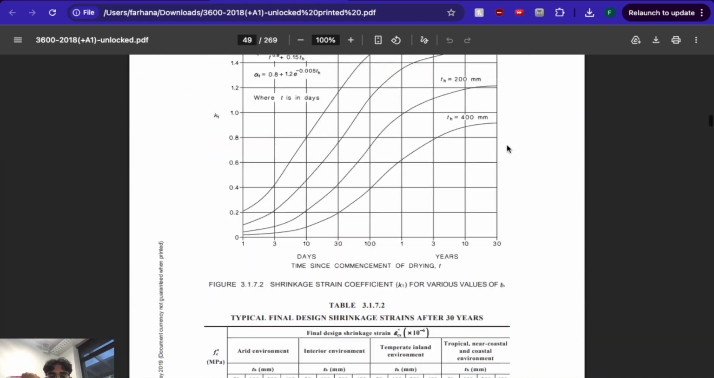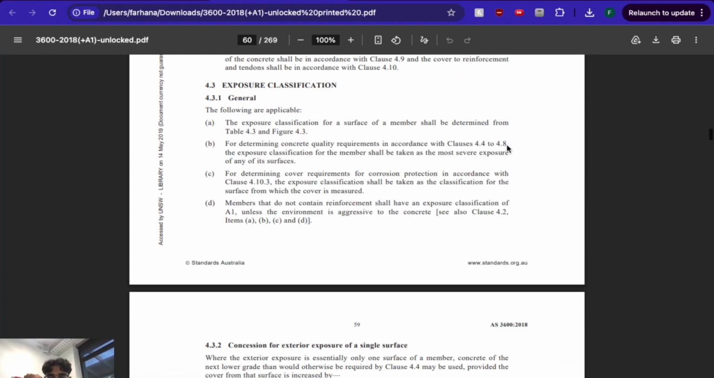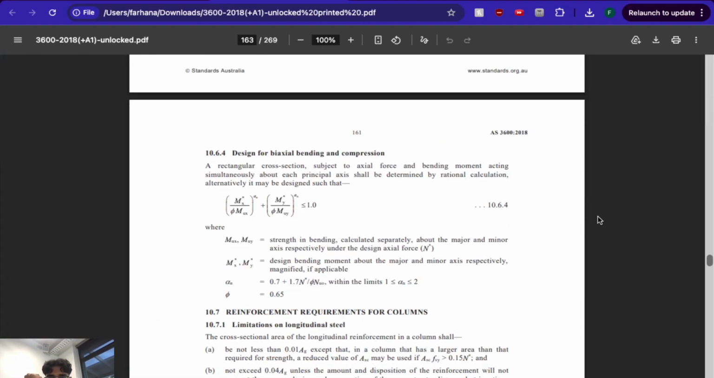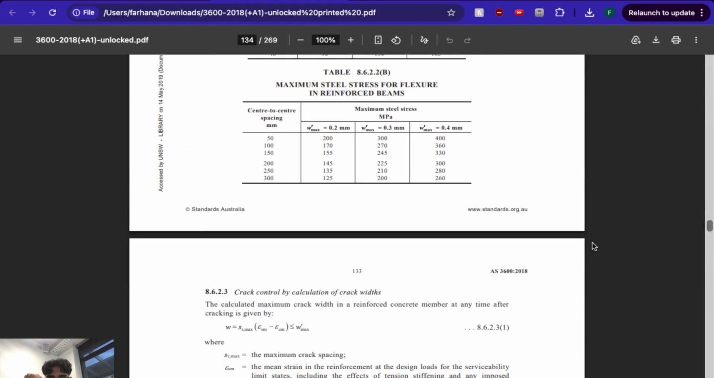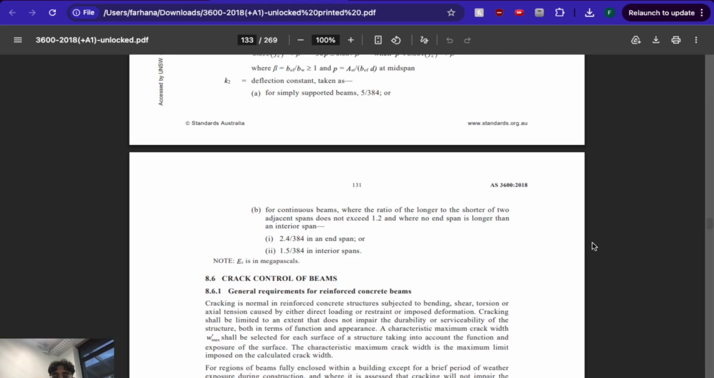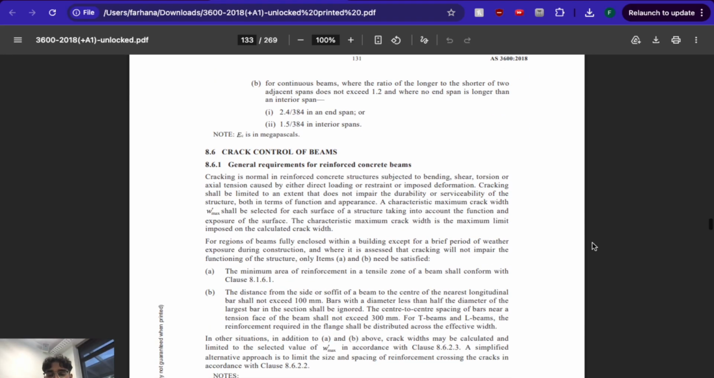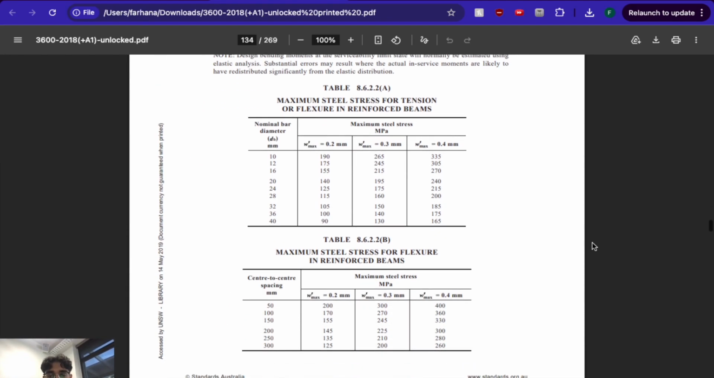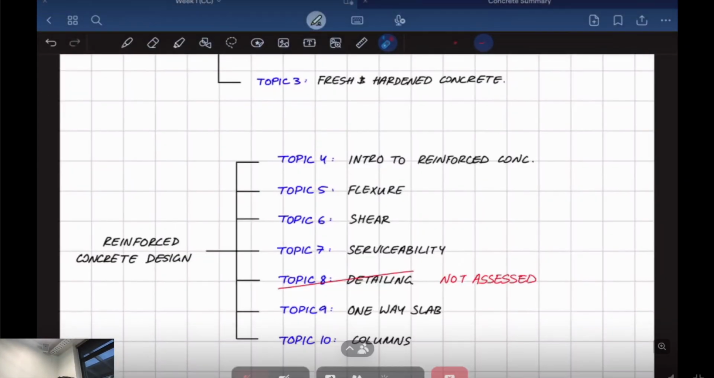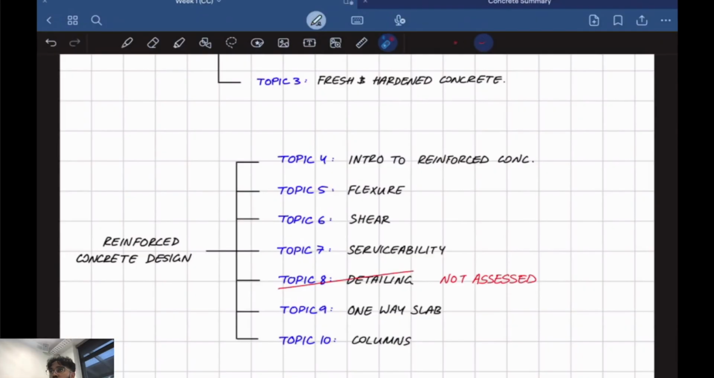Then if I flip to a certain chapter, let's look at this. So this is crack control, which you guys don't cover in this course, covered in later courses. But as you can see here, depending on our bar diameter and our maximum crack width, what our maximum steel stress is. Right? So it's like looking at the values and comparing them. Anyways, that's the standards.